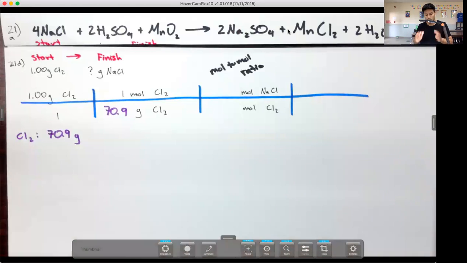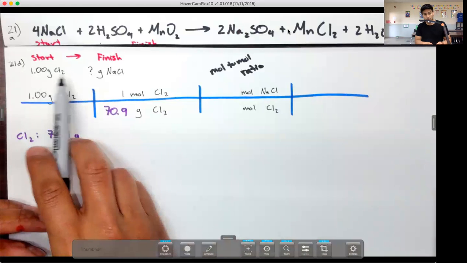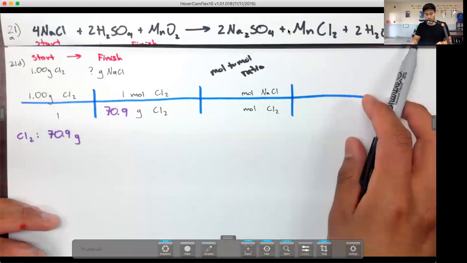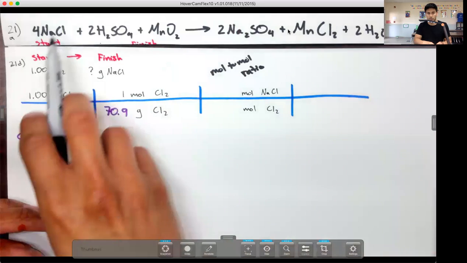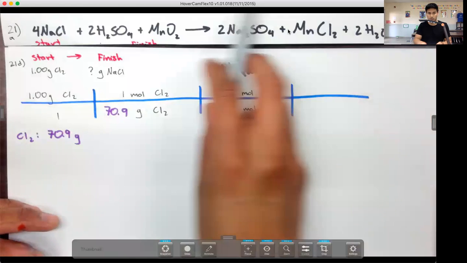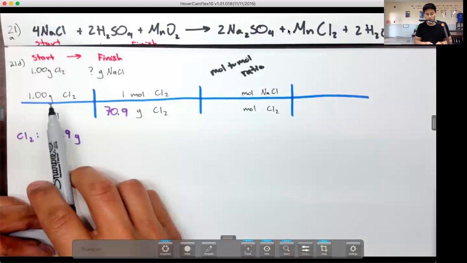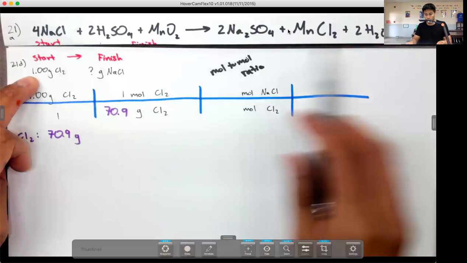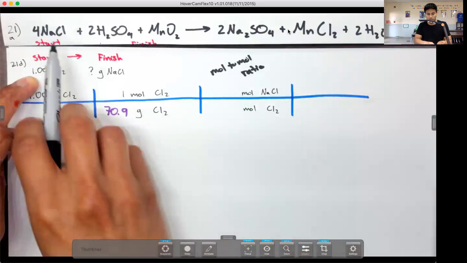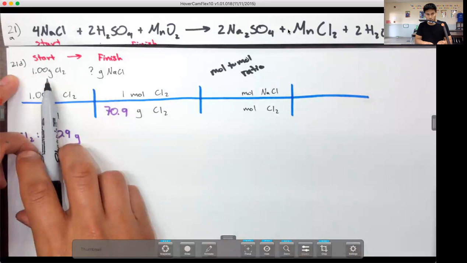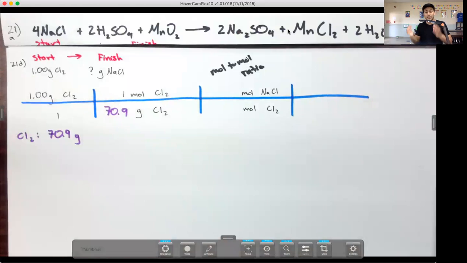So basically, what I was saying is that we're starting with grams of chlorine, which is right here, and we're trying to get to grams of NaCl. So we're kind of doing a backwards reaction. If we end up with 1 gram of chlorine, how many grams of NaCl did it take to get there? It's still the same exact type of problem. We're going from grams of reactant or product to grams of reactant or product.